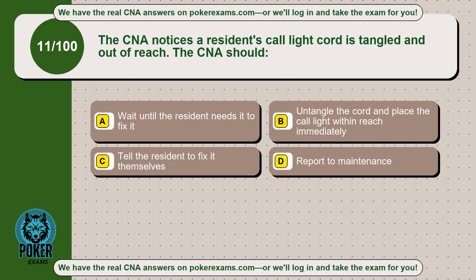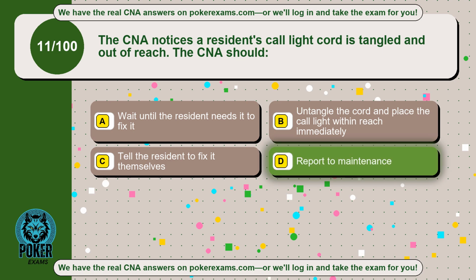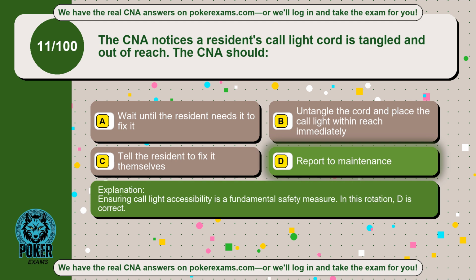Question 11. The CNA notices a resident's call light cord is tangled and out of reach. The CNA should: Option A, wait until the resident needs it to fix it. Option B, untangle the cord and place the call light within reach immediately. Option C, tell the resident to fix it themselves. Option D, report to maintenance. The correct answer is option D, report to maintenance. Ensuring call light accessibility is a fundamental safety measure. In this rotation, D is correct.